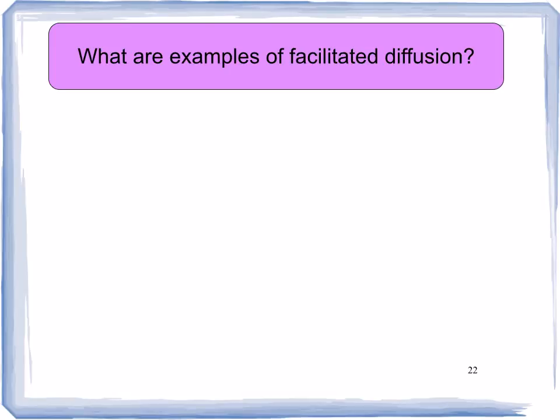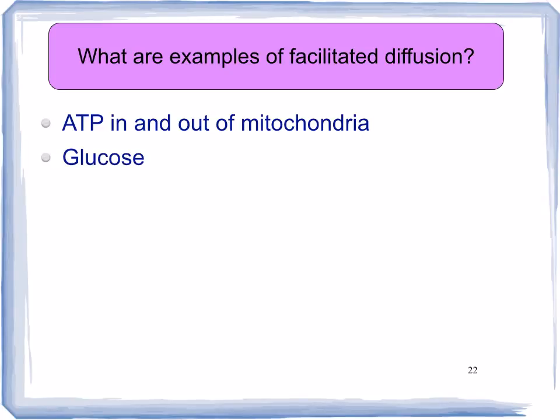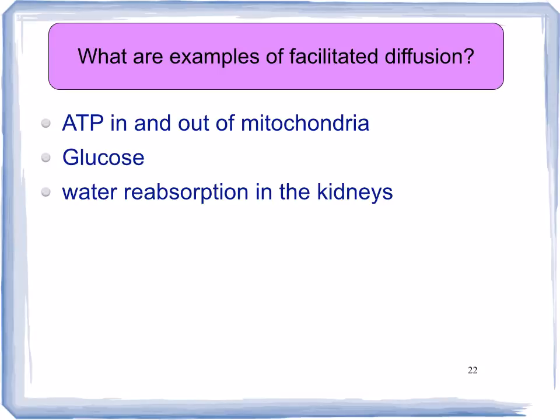So can you think of some examples of facilitated diffusion? Well, the movement of ATP in and out of mitochondria, the movement of glucose, and water reabsorption in kidneys.